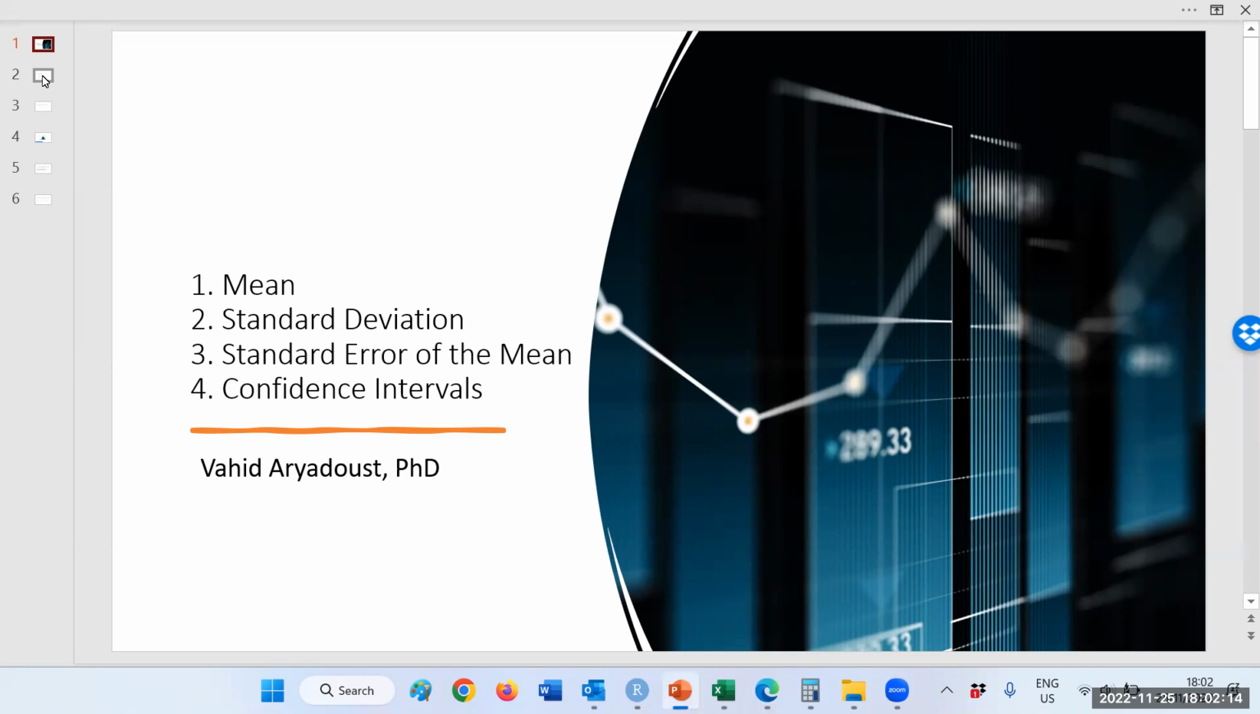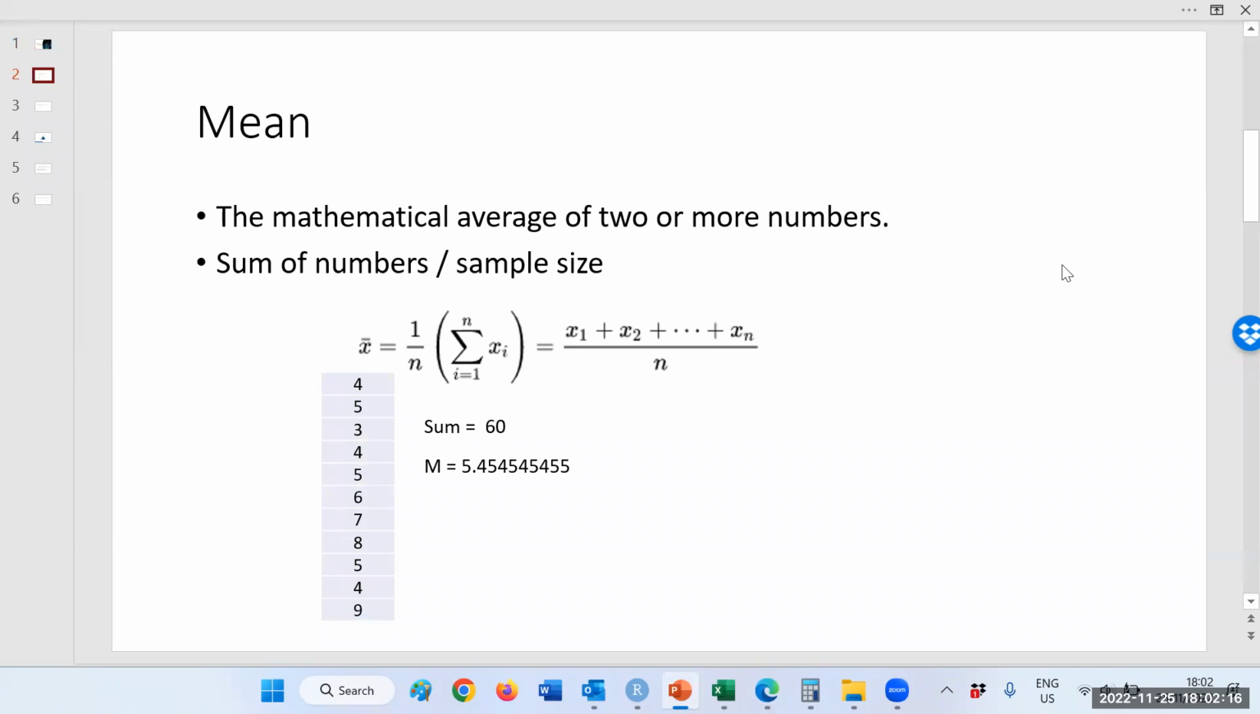Let's get started with the concept of the mean. I think this is very well known to everybody, so I won't spend too much time on it. Mean is simply the mathematical average of two or more numbers. When we want to calculate the mean, as you know, we sum all the numbers up and then we divide it by the sample size.